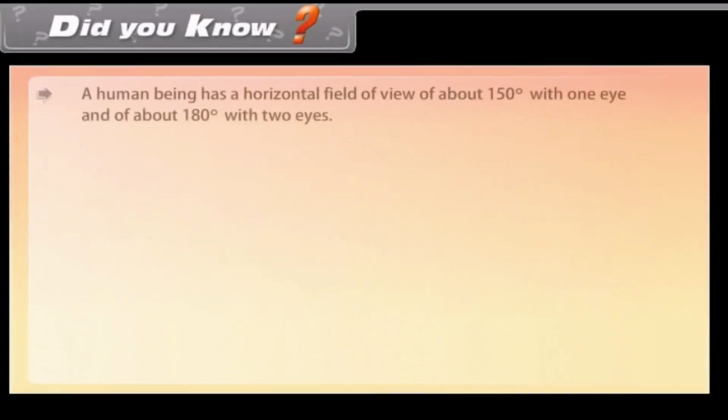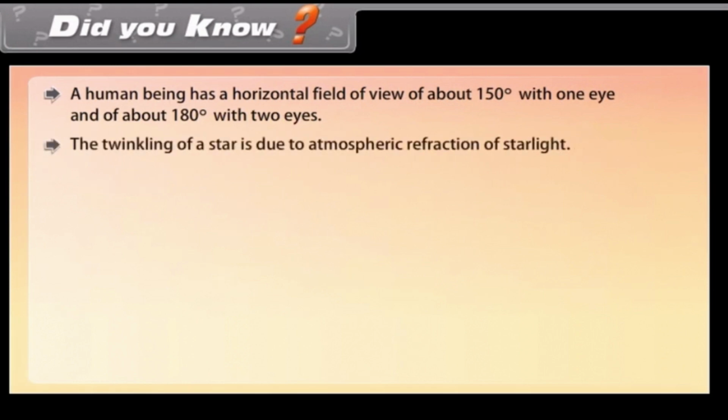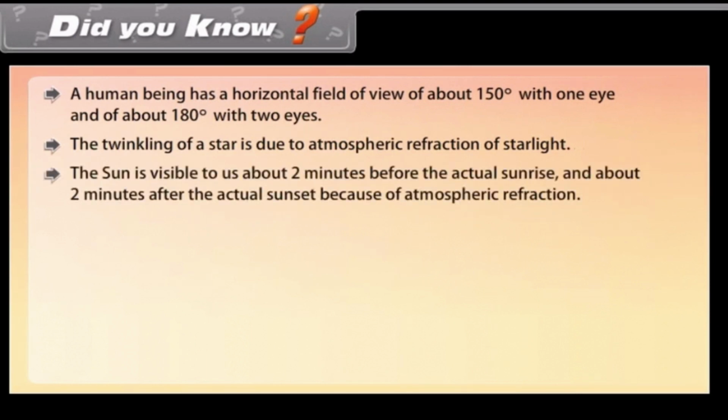Did you know? A human being has a horizontal field of view of about 150 degrees with one eye and of about 180 degrees with two eyes. The twinkling of a star is due to atmospheric refraction of starlight. The sun is visible to us about 2 minutes before the actual sunrise and about 2 minutes after the actual sunset because of atmospheric refraction.